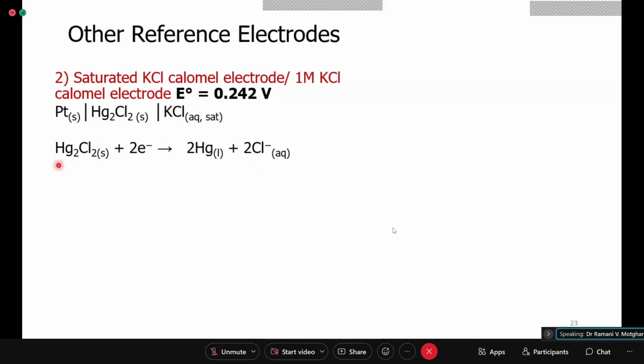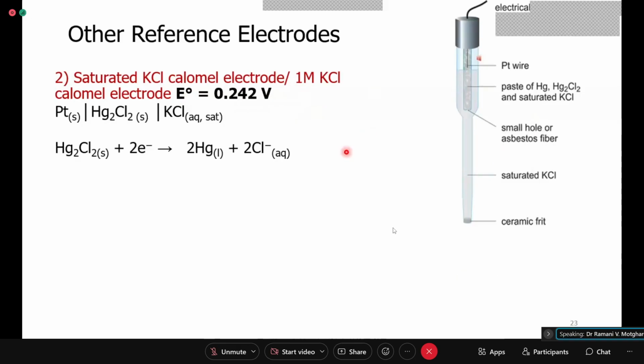The reaction that takes place is Hg2Cl2 solid plus 2 electrons gives twice Hg liquid plus twice Cl minus, and the potential obtained is 0.242 volts. This potential will not change no matter what reaction is happening in your other half cell, and that is why it is termed a reference electrode.